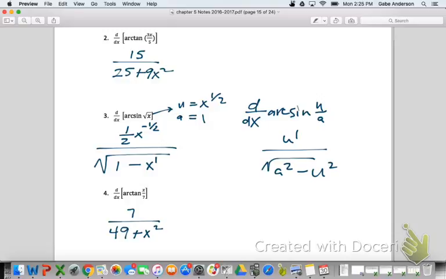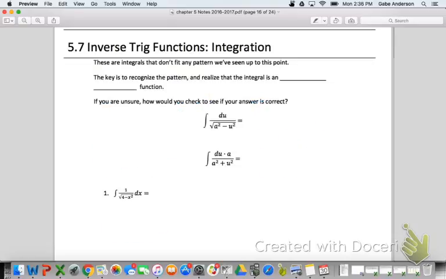Okay, so we're going to shift gears slightly as we move into the next and final section. This will essentially complete our skills with integrals that involve fractions. So here we go. These are integrals that, up to this point, we've never seen anything like, right?